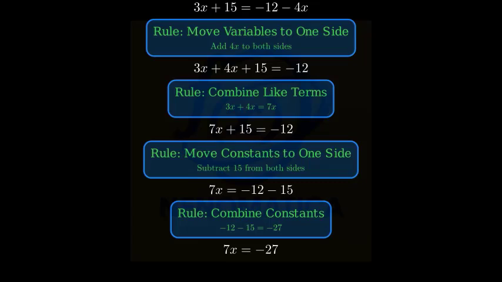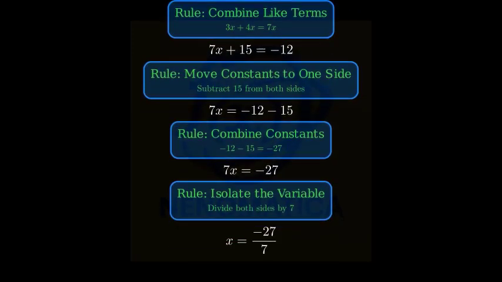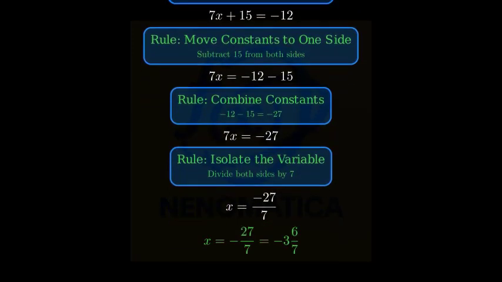Finally, we need to isolate the variable x by dividing both sides by the coefficient of x. We divide both sides by 7 to get x equals negative 27 divided by 7, which simplifies to x equals negative 27 over 7, or negative 3 6/7.